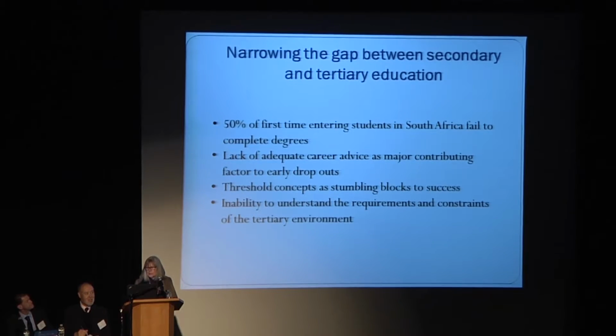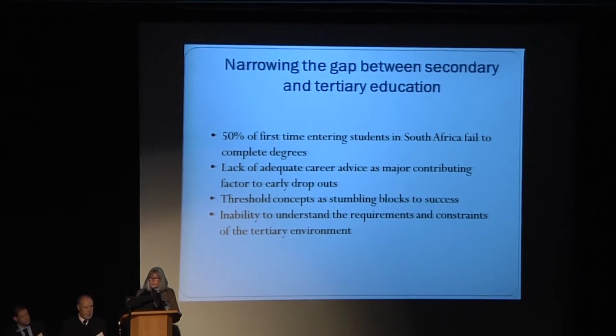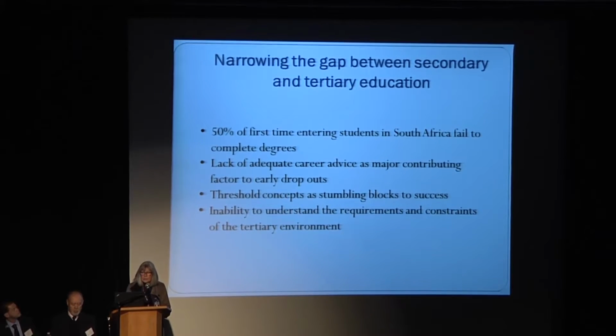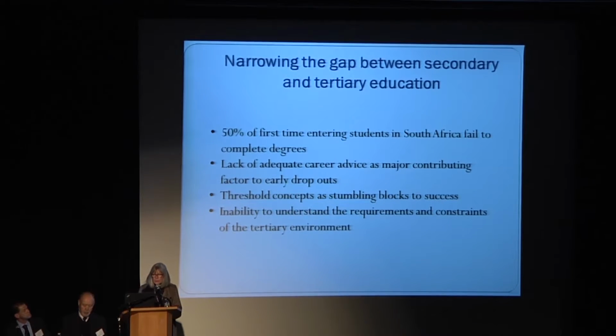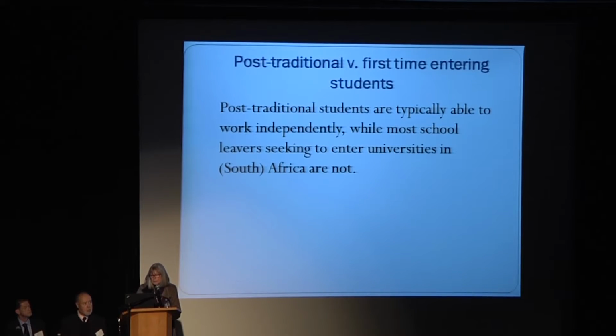So, as I indicated, I think the important thing for us is to know how to narrow the gap between secondary and tertiary education. In our country, 50% of first-time entering students in South Africa fail to complete their degrees. They don't have adequate career advice. It's one of the major reasons why they don't succeed to get through. It's because they don't know what they don't know, because they're first-time entering university students. They have threshold concepts as stumbling blocks for success, and in many cases they are unable to understand the requirements and constraints of the tertiary environment.